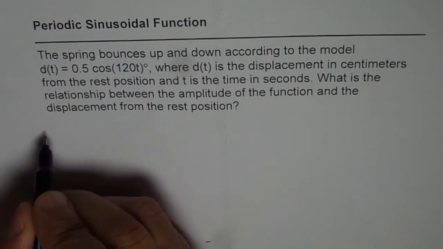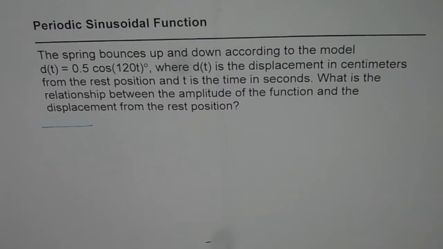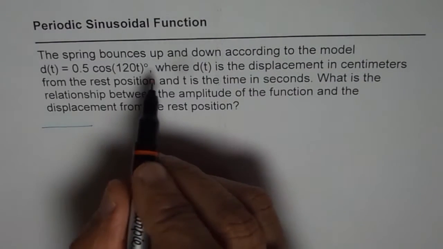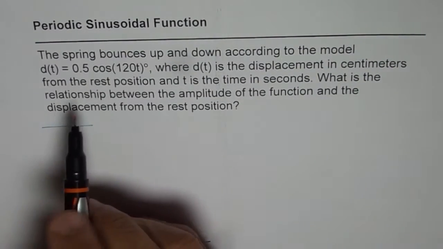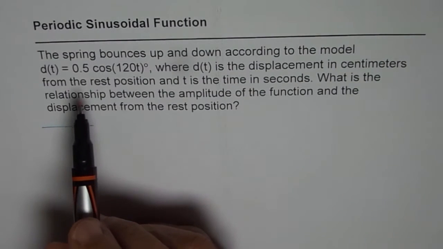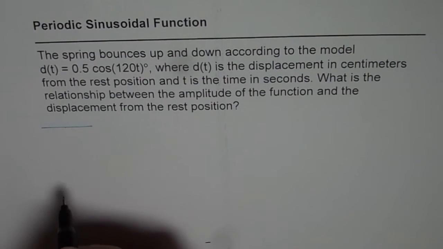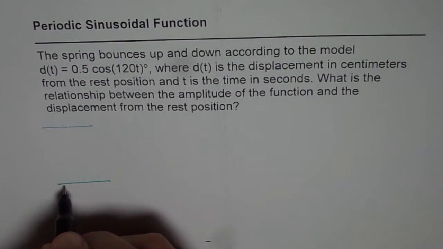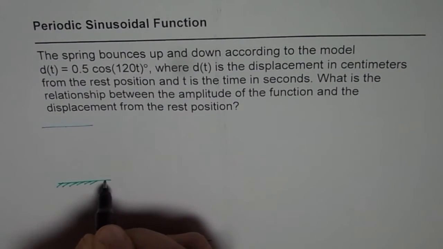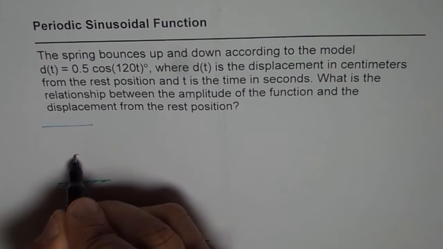So what we have here is kind of like this. Let us assume that we have a spring attached which is bouncing up and down according to a model. We can start from the ground also, so we'll make it the other way. We'll start from here since the function is cosine. So let's say this is the ground and we have a spring here.